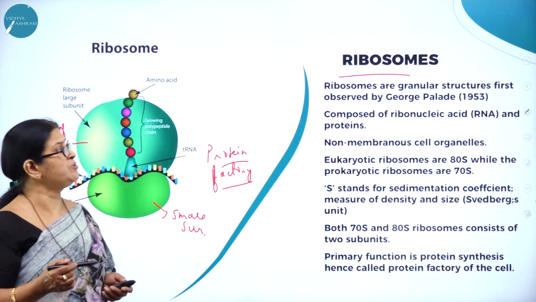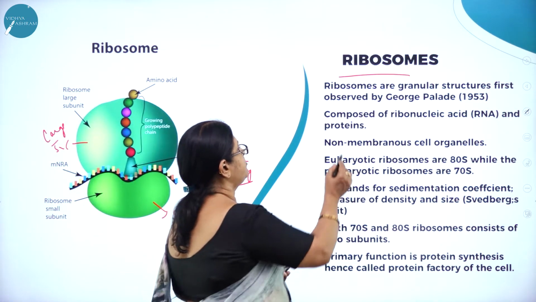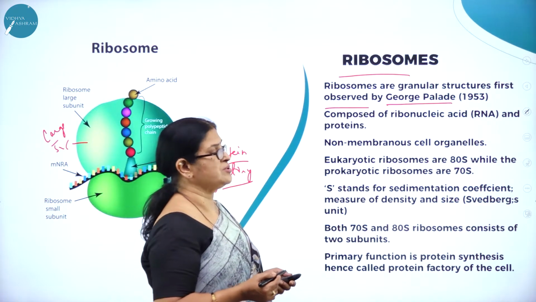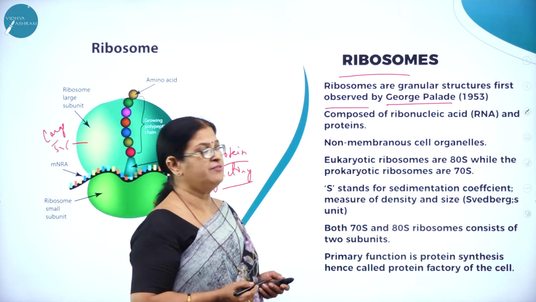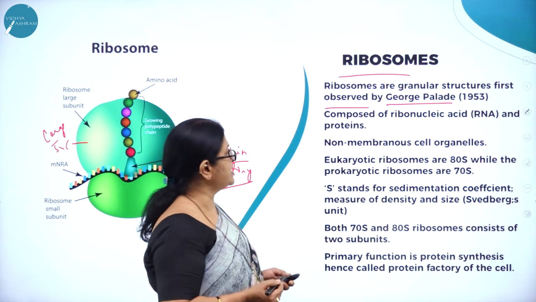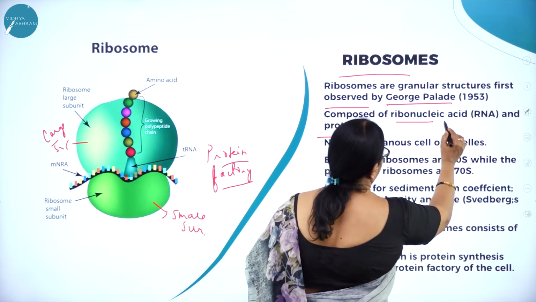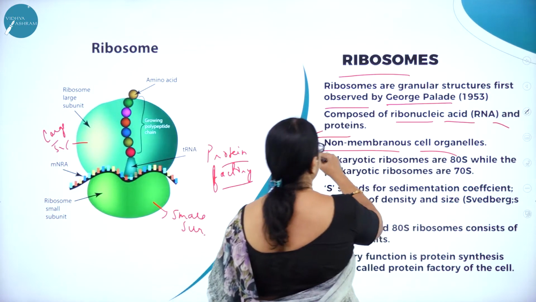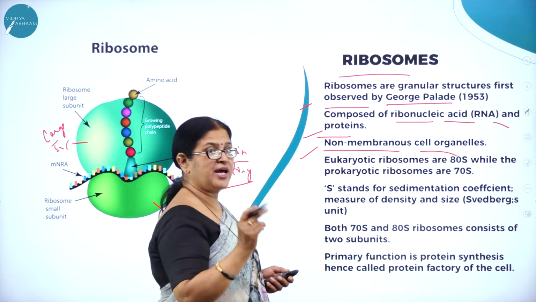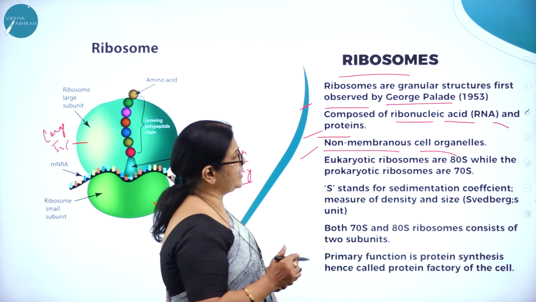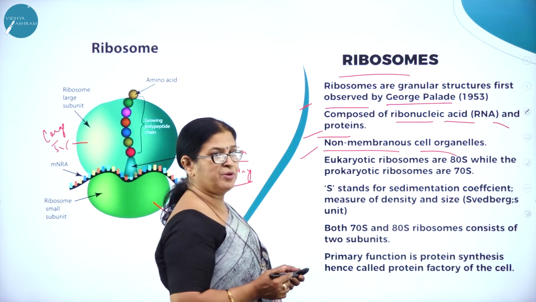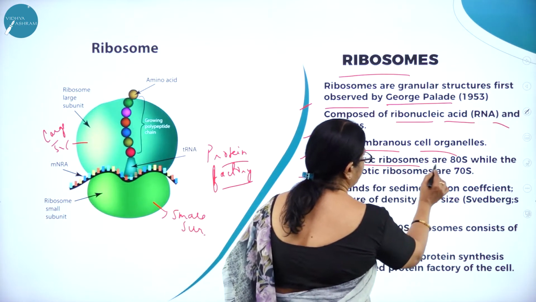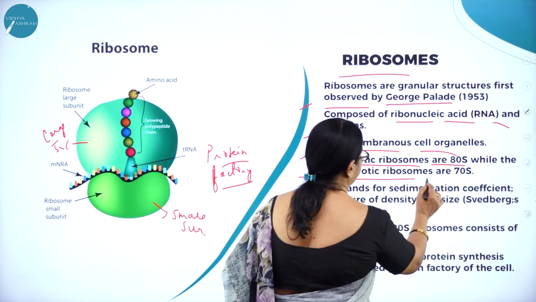So what are ribosomes? Ribosomes are granular structures first found by George Palade in 1953. Who is the scientist who discovered these ribosomes? It was George Palade in 1953. They are composed of ribonucleic acid and proteins, and are non-membranous cell organelles. Eukaryotic ribosomes are of 80S, while the prokaryotic ribosomes are 70S.